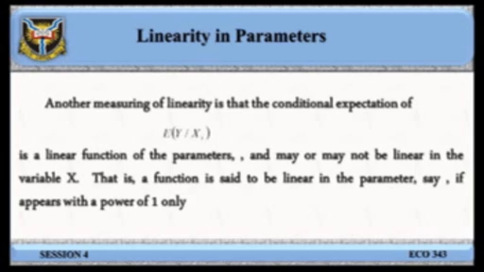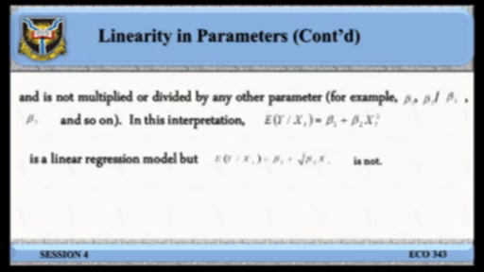That is, a function is said to be linear in the parameter, say β1, if β1 appears with a power of 1 only and is not multiplied or divided by any other parameter, for example, β1β2, β1/β2, and so on.